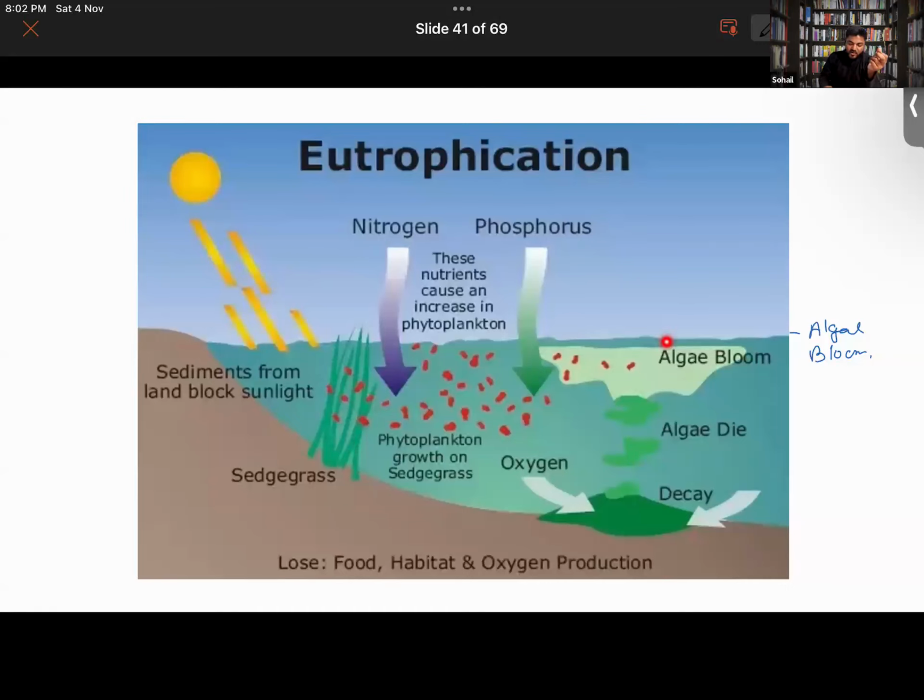Also, it forms a greenish layer over the water body, like a green carpet. So it does not allow the sunlight to penetrate through the water, thereby limiting the growth of aquatic plants over here.